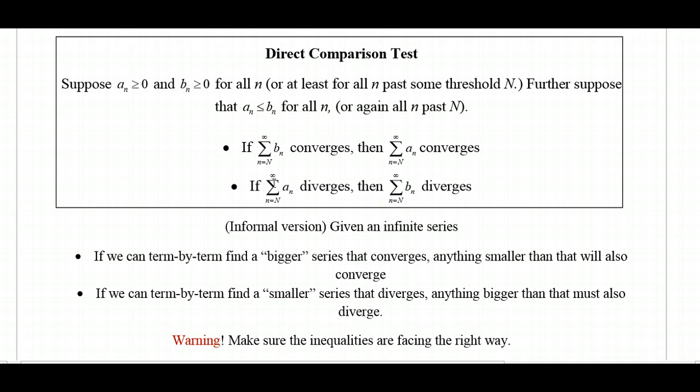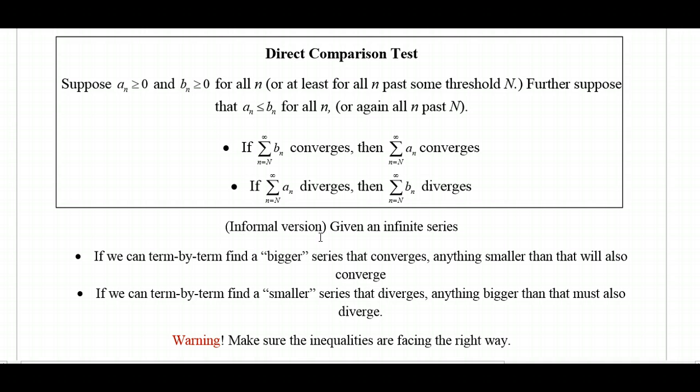And then if the sum of a sub n diverges, then the sum of b sub n must diverge. So if we're adding all these infinitely many terms of a sub n, which was the smaller one, and all of those infinitely many numbers diverge, so the sum goes to infinity, then there's no way that if I add up numbers definitely bigger than that, that's going to converge. So that has to diverge as well.